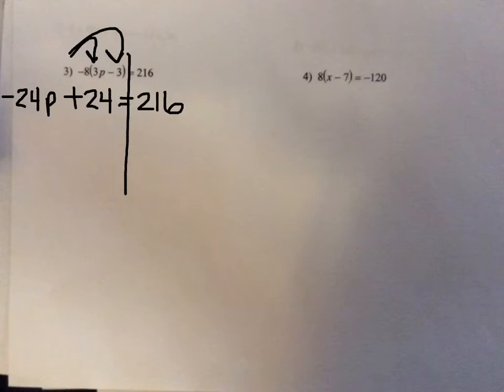So 2a says combine like terms on each side. On the left, I have a p term and a number term, so those are not going to combine. On the right, I only have a number. Okay, 2b, move like terms to one side.